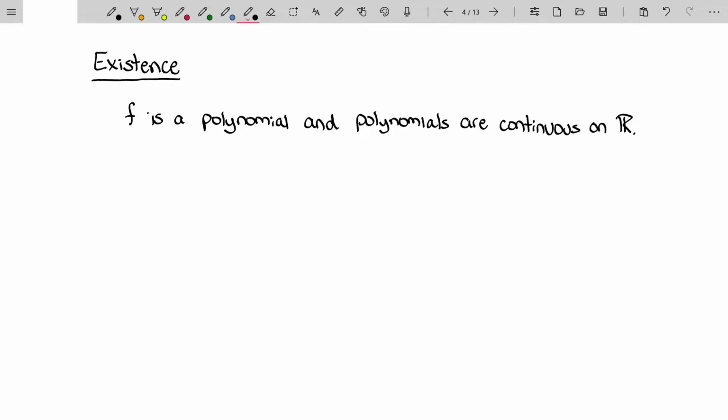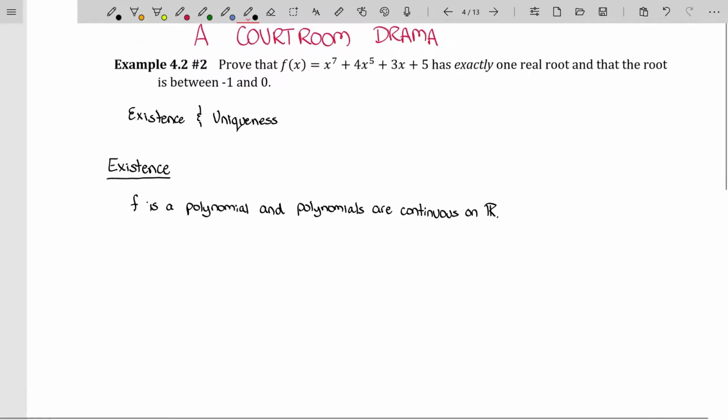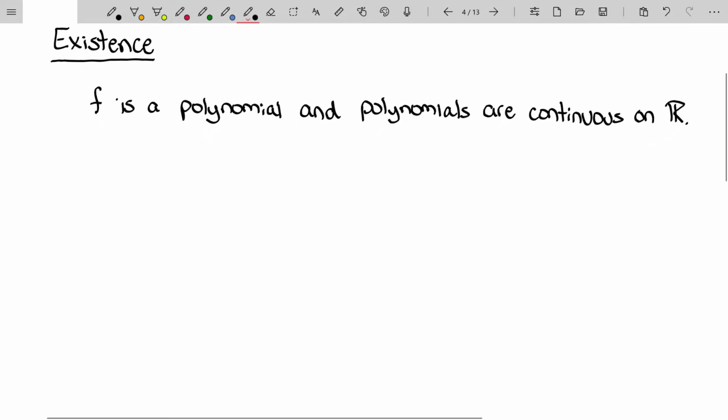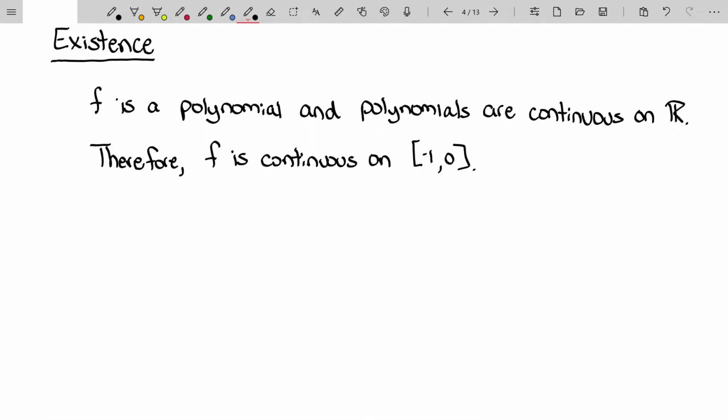F is a polynomial, and polynomials are continuous on the real number system. That's right, gentlemen in the back of the room. That's what that symbol means, the real number system. So we know that our polynomial, our function, is going to be continuous for all real numbers on the real number line. Specifically, it will be continuous between -1 and 0.